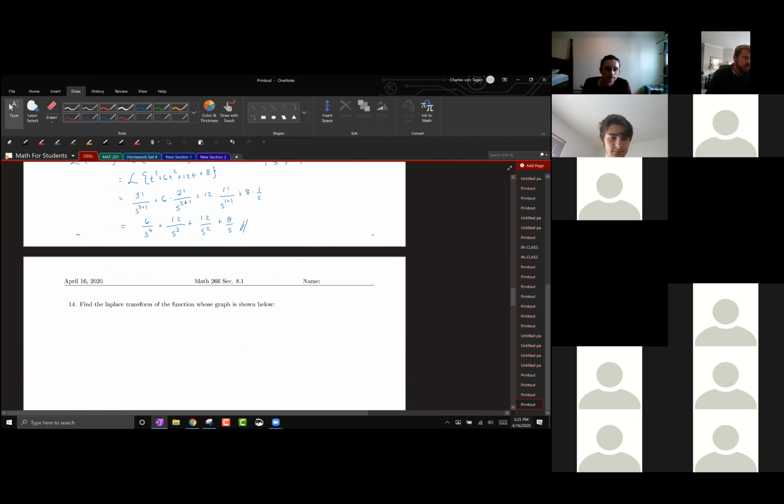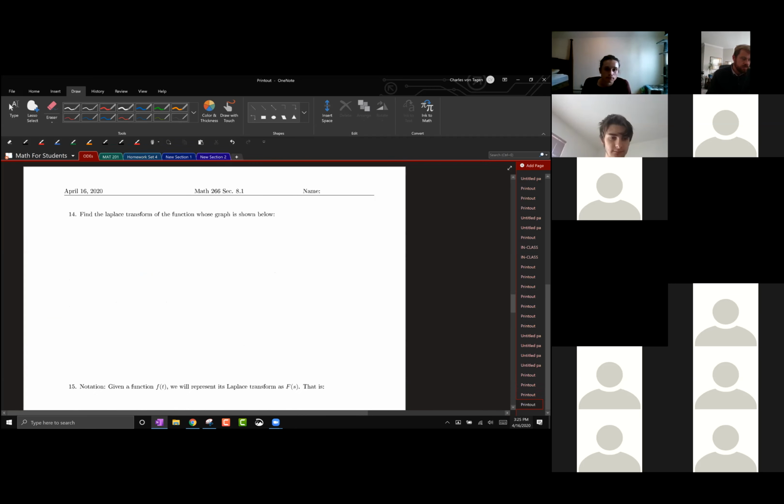Let me try to motivate you for where we're going with this. Let's consider this piecewise function right here. f of t is equal to 0 if 0 is less than or equal to t, which is less than a. It's equal to 1 if a is less than or equal to t, which is less than or equal to b. And it's equal to 0 if t is greater than b.